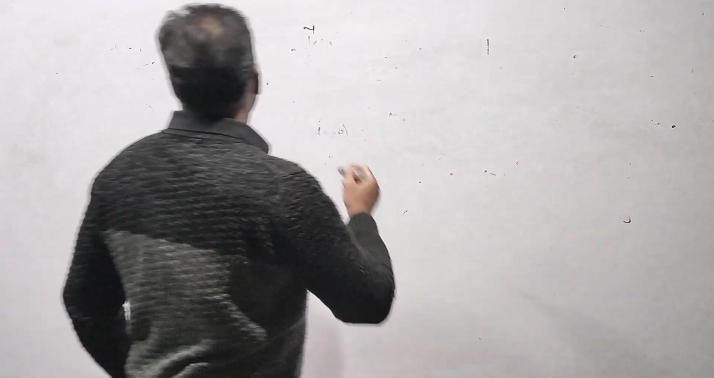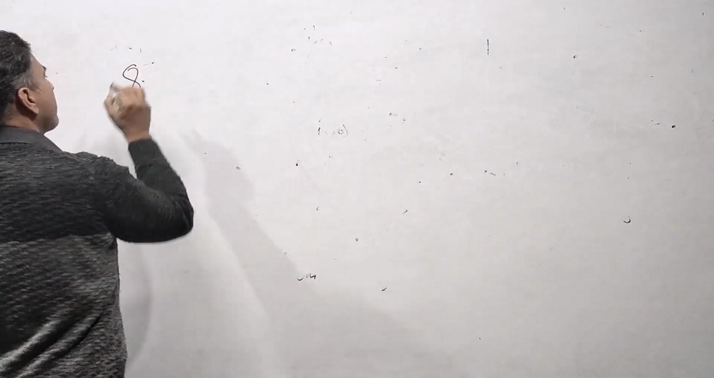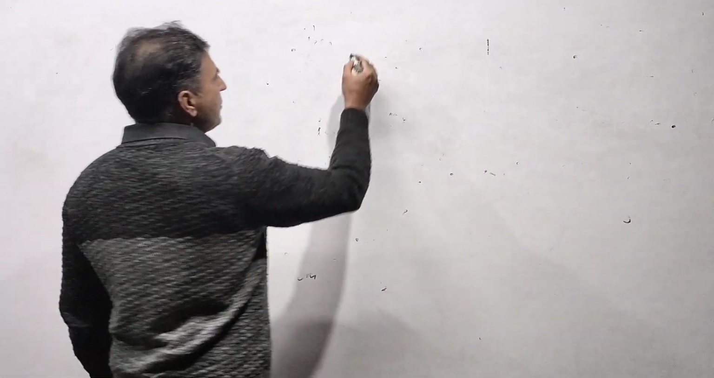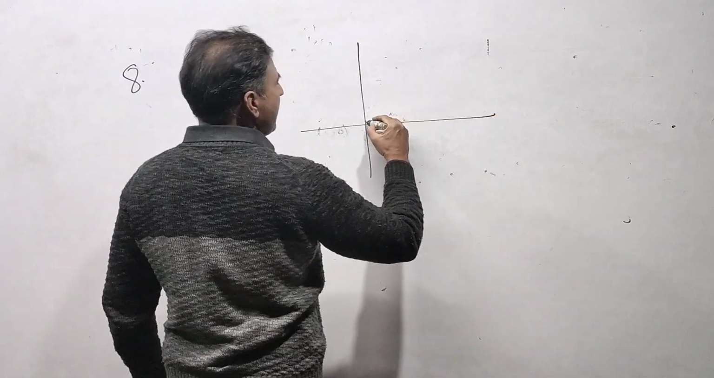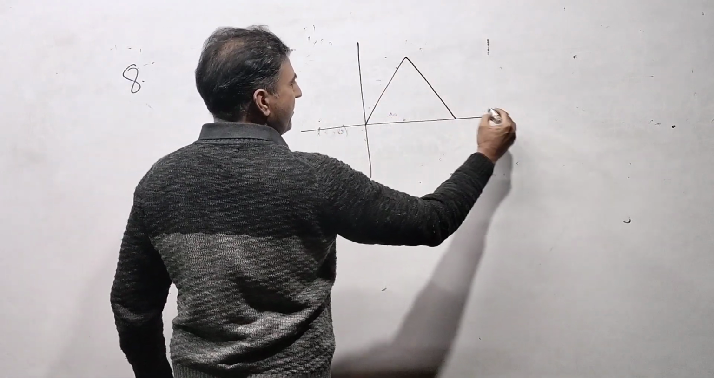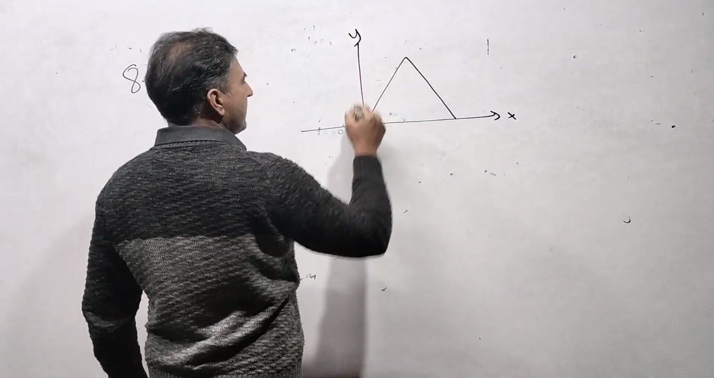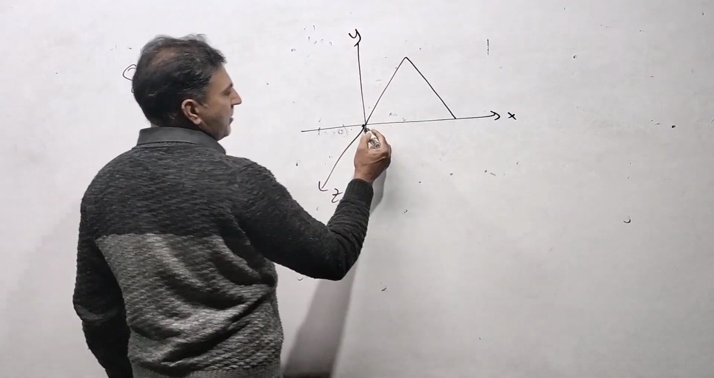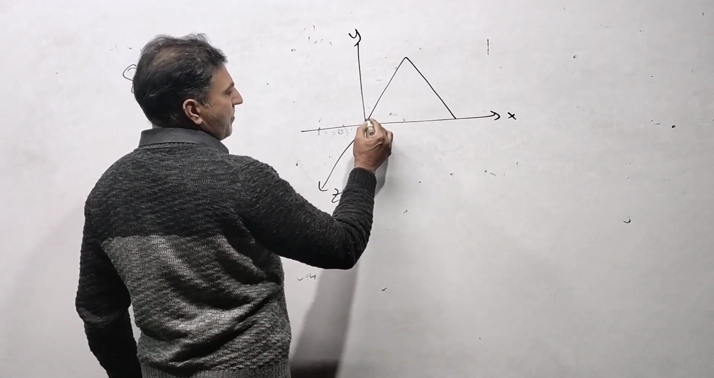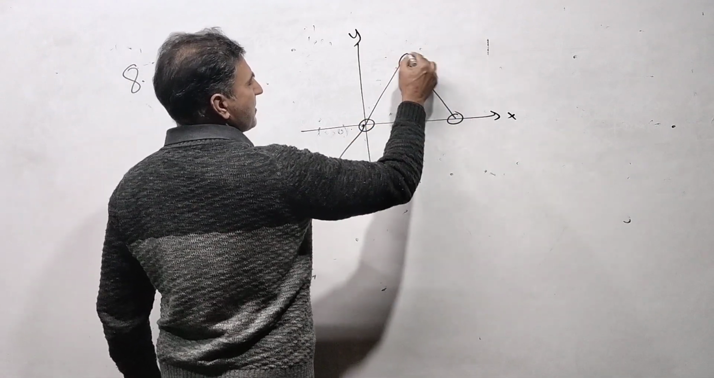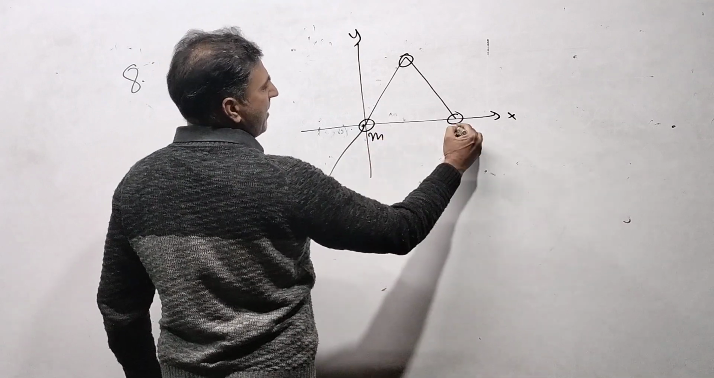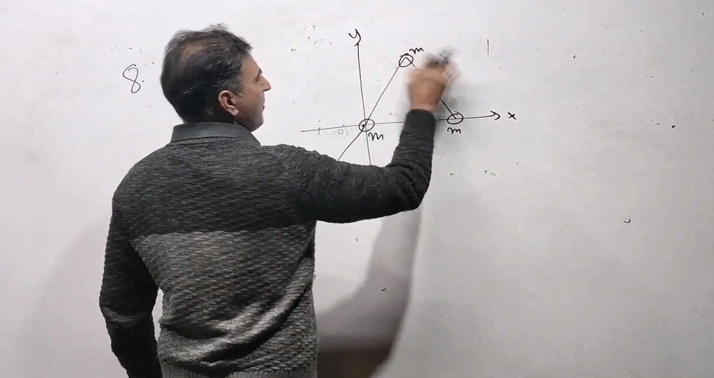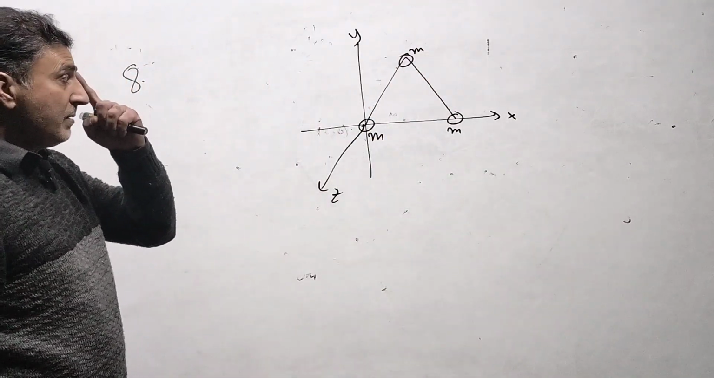Eighth example. Suppose again I take a coordinate system and a triangular geometrical shape. It's X and Y and Z. Okay, it is called 0 origin. Here's a mass, here's a mass and here's a mass. Okay, for simplicity, M, M and M. I want to locate the center of mass of the 3 body system.